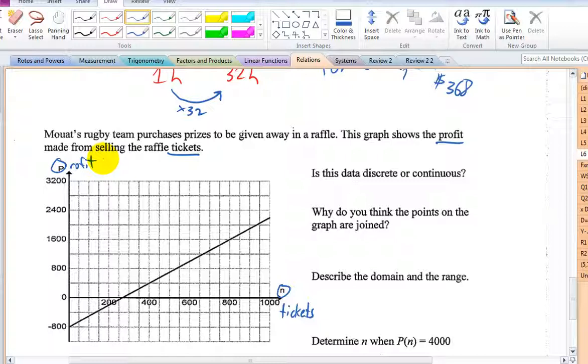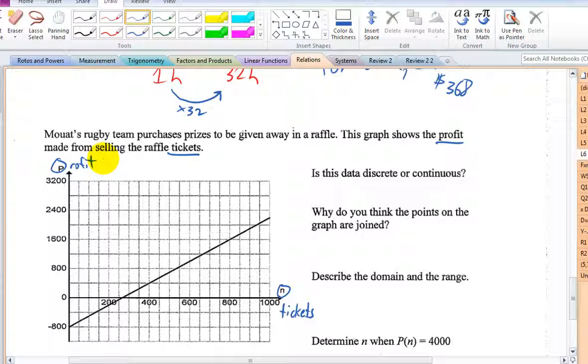Well, they have a line. What do lines mean? Lines don't mean continuous. Lines mean nothing. Look at the data, what's being plotted. That tells you whether it's discrete or continuous.